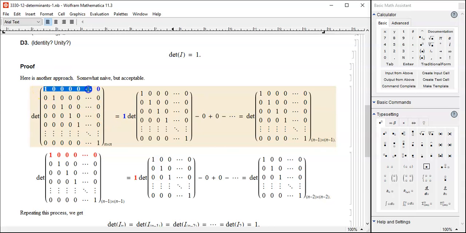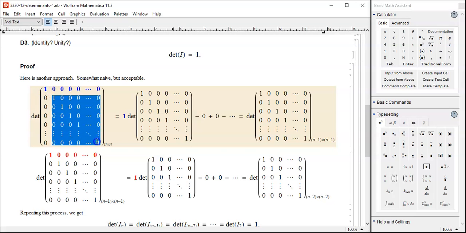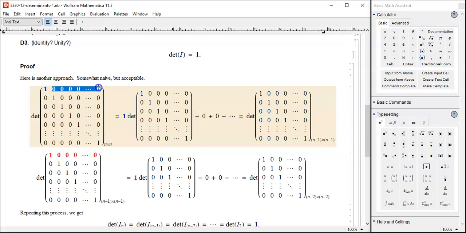How do I do that? Here, first row, so 1 times the deleted matrix, this one, which is actually an identity matrix of size n-1. And then how about all the others? Well, these are all zeros, so 0 times something is all zeros, so this part is all 0. 1 times something, again no change. So what did you get? The determinant of the identity matrix of n dimension came down to the determinant of the identity matrix of n-1st dimension.